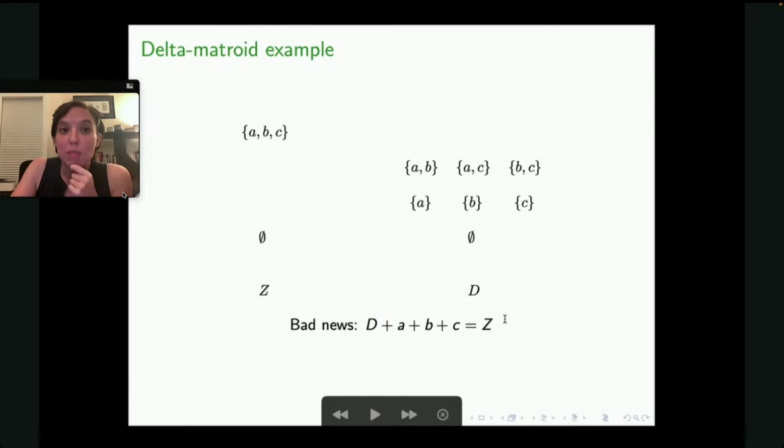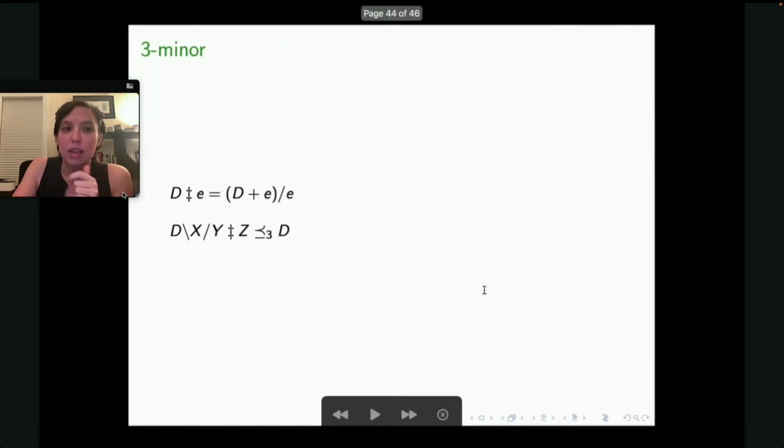What does this mean? It means that we may leave the class of delta matroids once we start doing loop complements. So taking the loop complement on D, we may end up leaving the set. So the set of VF safe delta matroids is a special set. I'm running low on time, so I will.